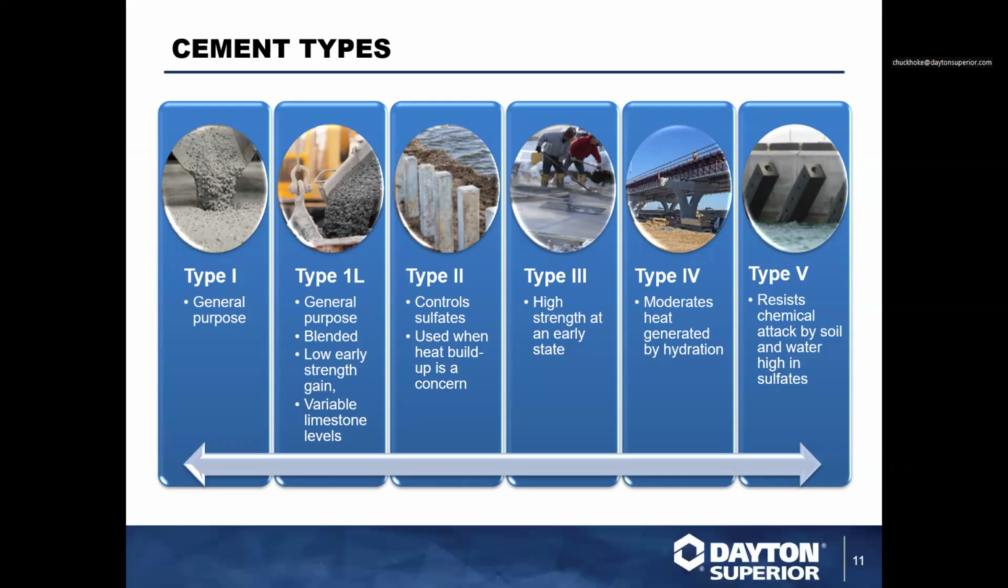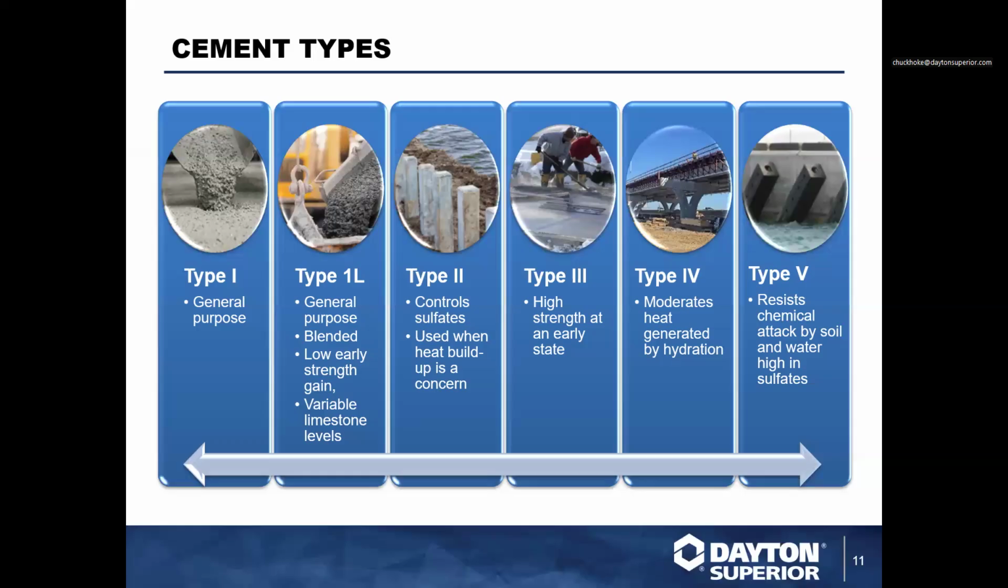Now here with type 1L, they're actually increasing the amount of limestone within the cement mix, or excuse me, within the concrete mix. And what happens here is it's a little bit different process now for hydration. The hydration process can vary even within its own subsector because of the quality of the limestone. We have a type 2, which basically controls sulfates used when heat buildup is a concern.